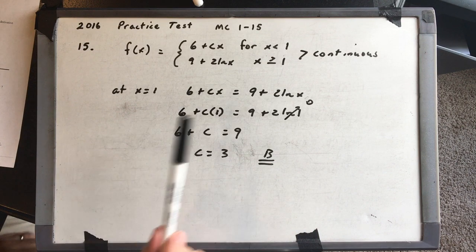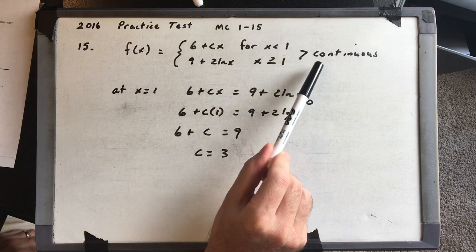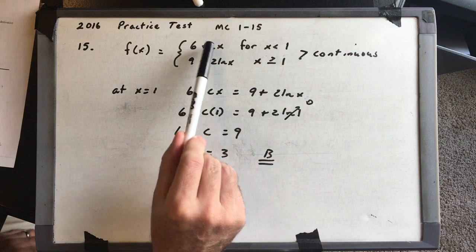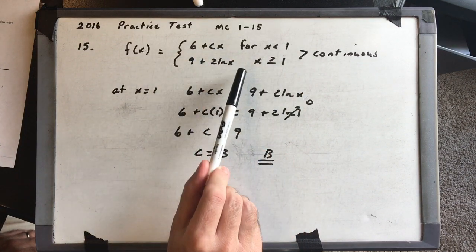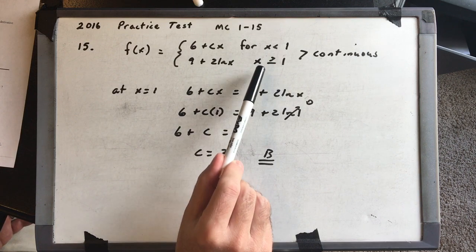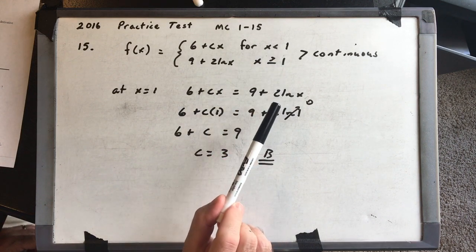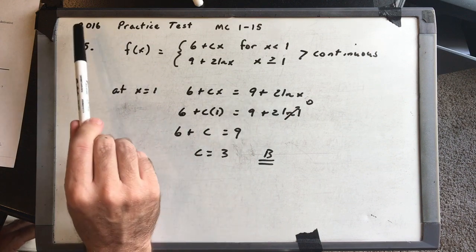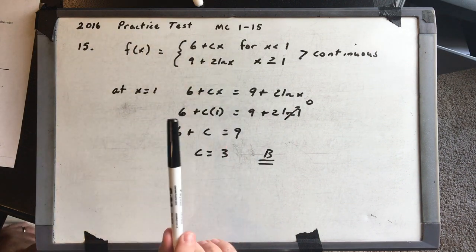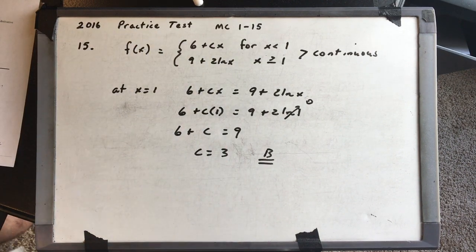So what are they asking here? They're asking, if it's continuous, does that mean this side has to equal this side? And it does because there's no hole, there's no jump at x equals 1. So that's the 2016 practice test, multiple choice 1 through 15. We'll continue on through the multiple choices on our next video.